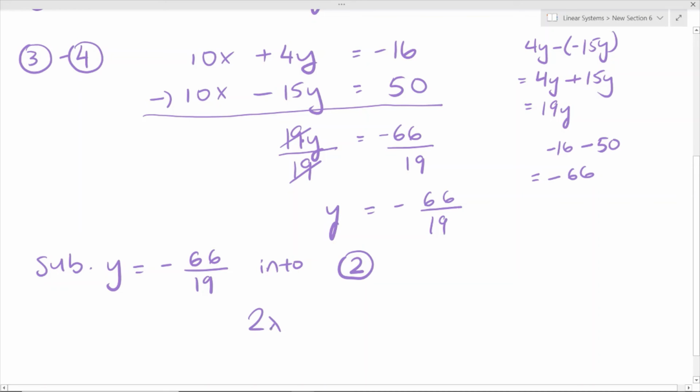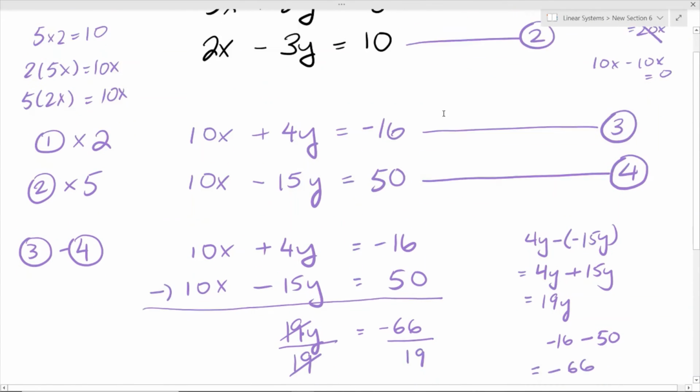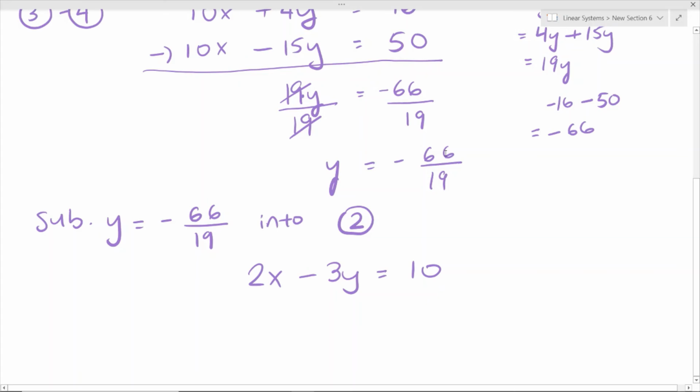So 2x minus 3y equals 10, as shown right here. And I'm going to plug in this y value into the y here, okay? So I'm going to copy 2x minus 3 times y, which is this whole thing here, negative 66 over 19, right? I'm just copying this, plugging it into y, replacing the y with this because y is equal to that, and then it's going to be equal to 10, just copying this part.